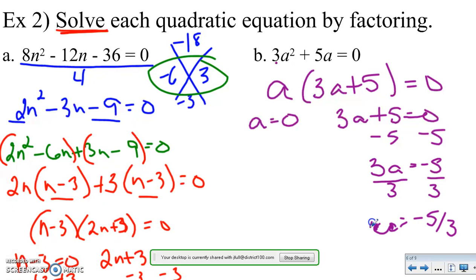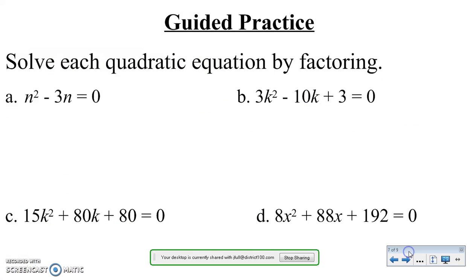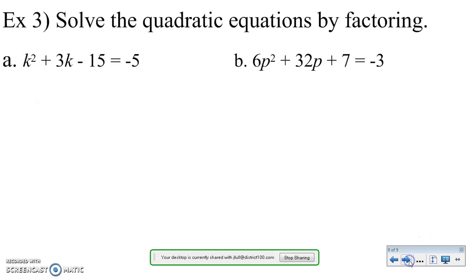There's a bad spot on my board there. So I get 0 and negative 5/3. Okay, go ahead and try some practice problems and have those checked out. Make sure you understand those. And then we're going to go on to a couple more.